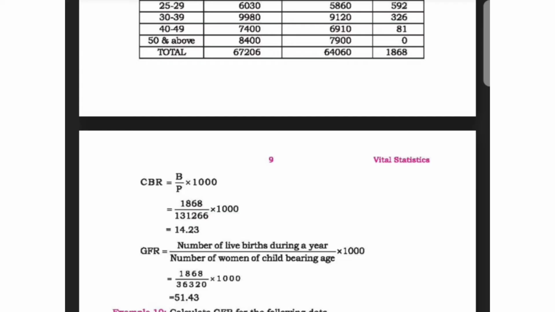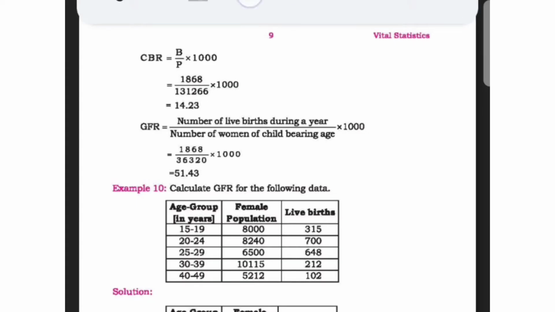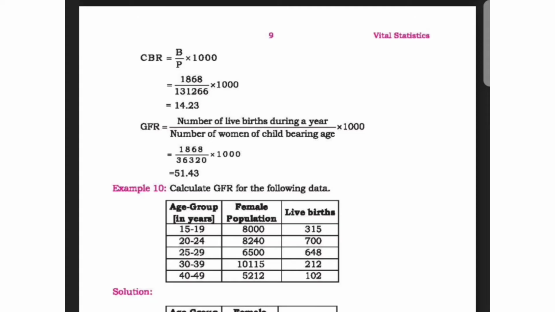And don't write a shortcut formula, you write the full formula. Then you calculate the number of births divided by male plus female population into 1000. You are calculating per 1000. That's why, when you divide and multiply by 1000, you get 14.23 as the CBR answer.